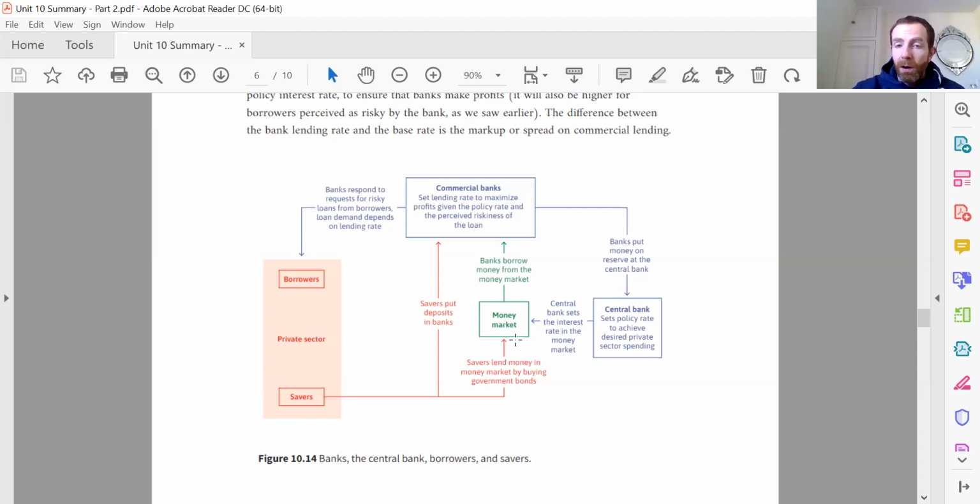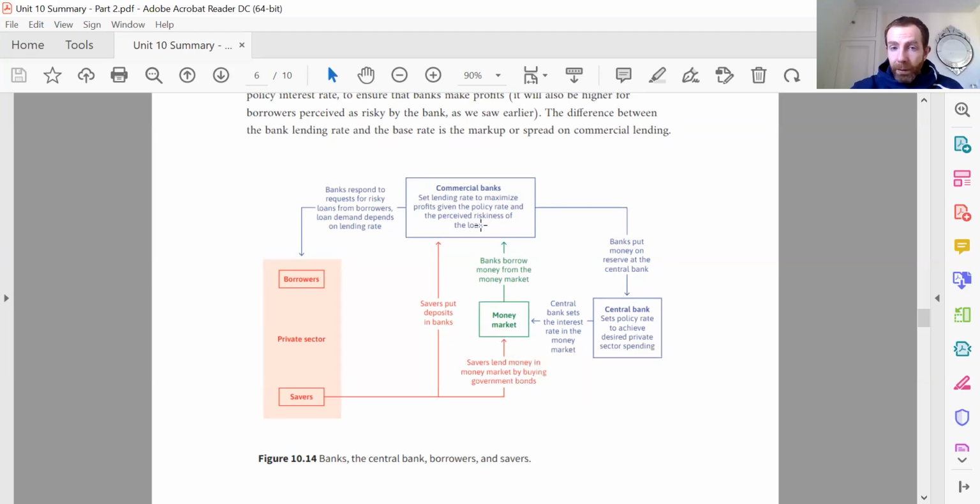And some of the funds in the money market might actually be coming from savers, right? So savers, instead of maybe putting money into a deposit in a bank, maybe they decide they want to take more of a risk, and they lend money in the money market by buying government bonds. So they decide, instead of just putting my money into a bank account with a guaranteed rate of interest, I'm going to buy something a little bit riskier with potentially a higher rate of return. And the money they use to do that then goes into this money market as well.